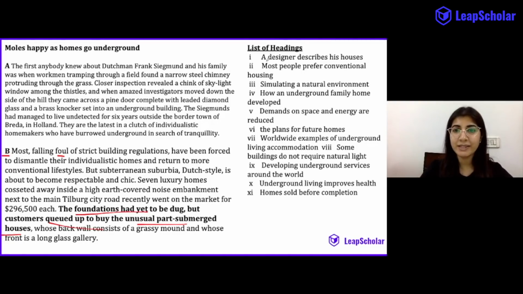All right, let's read our list of headings. A designer describes his house. No. Most people prefer conventional housing. This does not talk about conventional housing. In fact, it talks about something quite opposite. Simulating a natural environment. No. How an underground family home developed. No. And if you keep reading, you will realize that you have the last heading, which is homes sold before completion, which is what the entire paragraph talks about. So the fact that the foundations are not yet dug and the houses are sold. So now that I found my heading, I will strike it off from the list of the headings.